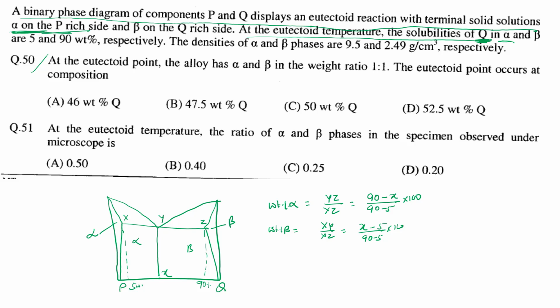So the ratio is 1:1, so let us equate both. We can say (90 minus x) by (90 minus 5) is equal to (x minus 5) by (90 minus 5). So x equals 95 by 2, that is 47.5 weight percent, and it is in terms of Q, right? Okay, so option B. Now the next question, which is the tricky one.